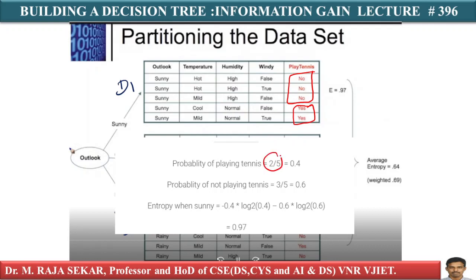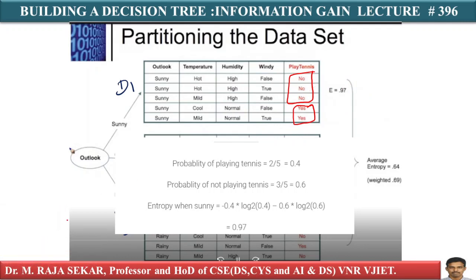5. Therefore, 2 by 5. Probability of playing tennis, no? 3 by 5. Why? Because no, 3 by 5. What is entropy with sunny? Minus 0.4 into log 0.4 base 2. What is the formula? Minus p into log p base 2, isn't it? Minus 0.4 into log 0.4 base 2. What is the other probability? 0.6, minus 0.6 into log 0.6 base 2. This is 0.97. That's what it says. Entropy for D1 is equal to 0.97.